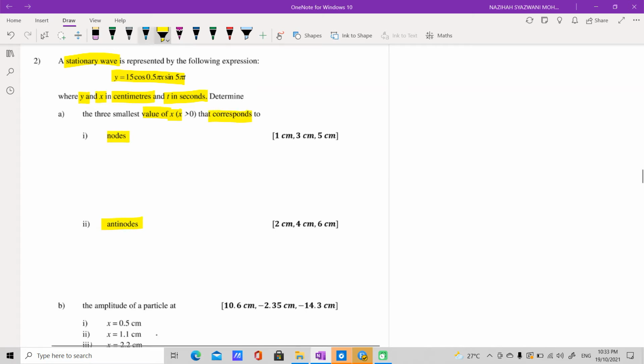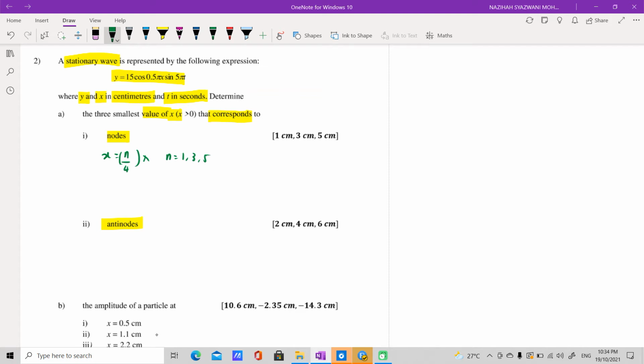First you need to remember the formula of node. The formula of node would be x equals n over 4 lambda, where n starts with 1, 3, 5.